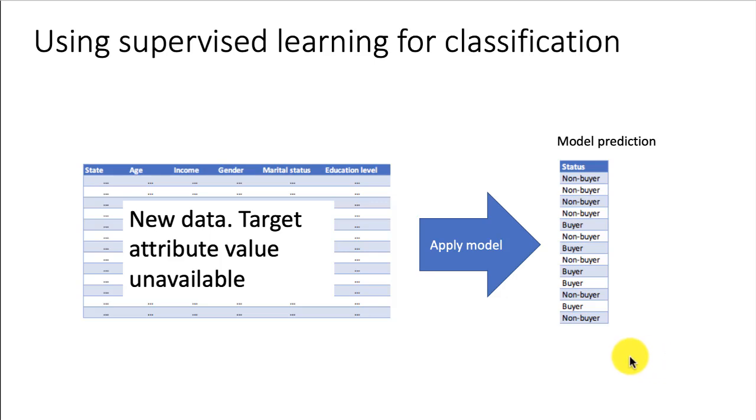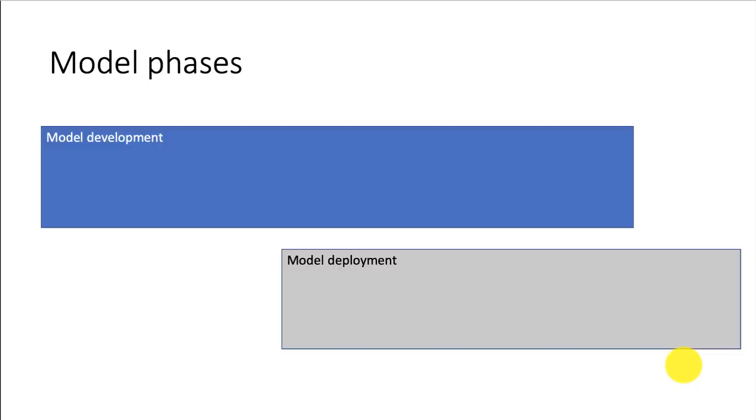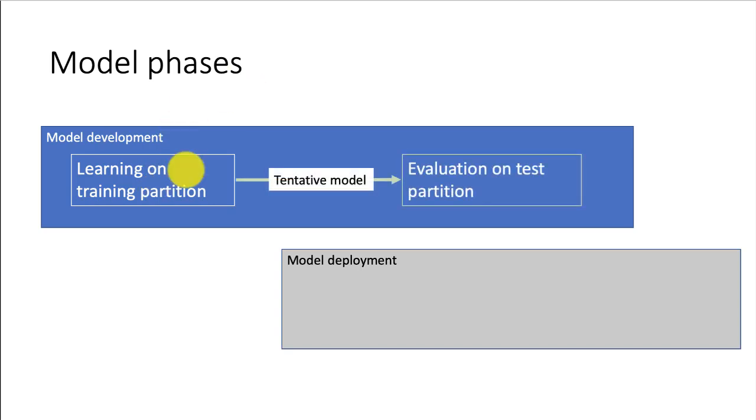So it's important to be clear about the various phases that go on in the process of building and using models. So broadly speaking, there are two phases that we can think of. One is model development, the other is model deployment. So model development, of course, is the process where we build the model and evaluate it. So for example, we learn on the training partition. So we've got the data, we've partitioned into training and test. So we build a model using the training partition, which is the process we call learning. The model is learning, the machine is learning the patterns which exist in the training partition.